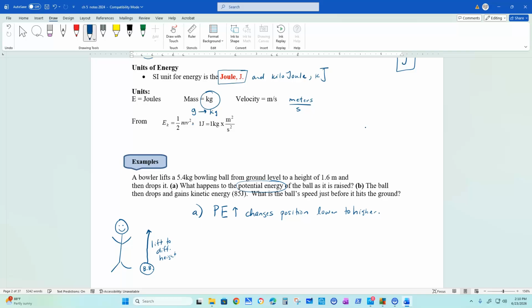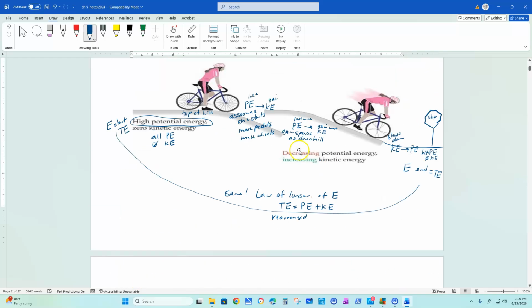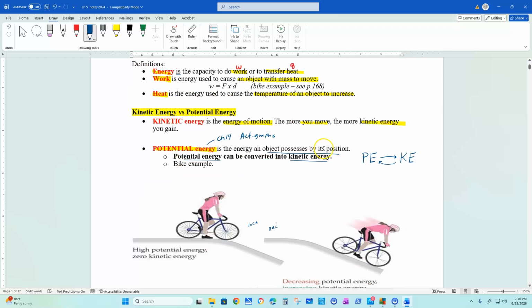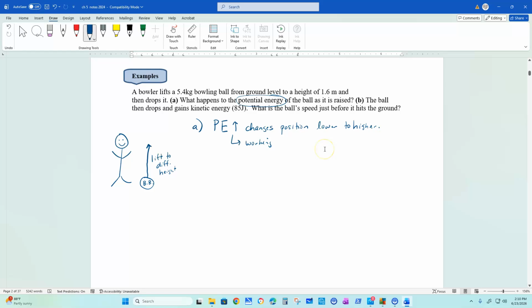Okay. Your potential is increasing. You can also mention how he's working, because remember, what was the definition of work? Work is the energy used to make an object with mass move. He is working against an actual force. He's working against gravity. And because he's working against gravity, that position is changing because he is working against it. So your kinetic isn't changing. Your potential energy is increasing because he's going from a higher location to a lower location to a higher.